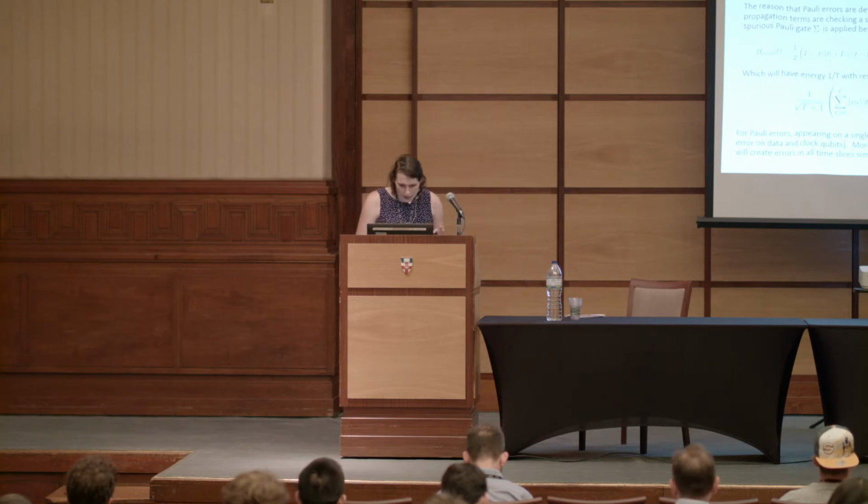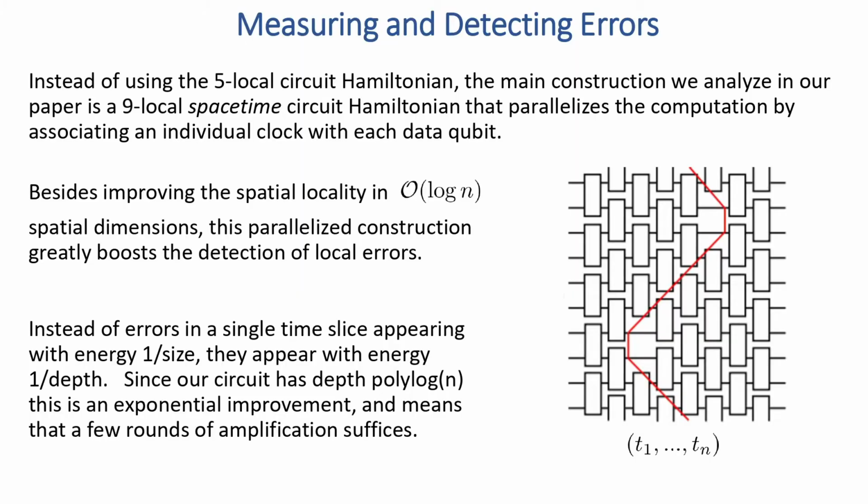Okay, it's getting a little short on time, so one thing I want to say is that in the title we talk about space-time circuit Hamiltonians. And the reason we do this is that it actually increases this energy of a local error. So what a space-time circuit Hamiltonian is, it associates a separate clock register with each physical qubit. So instead of having one clock, you have many clocks. And this kind of makes the analysis a lot more difficult, but it greatly boosts the detection of local errors.